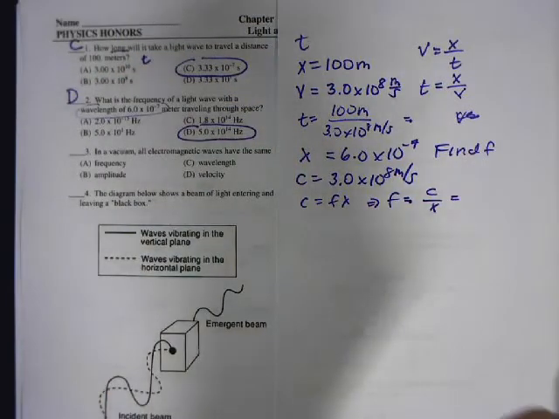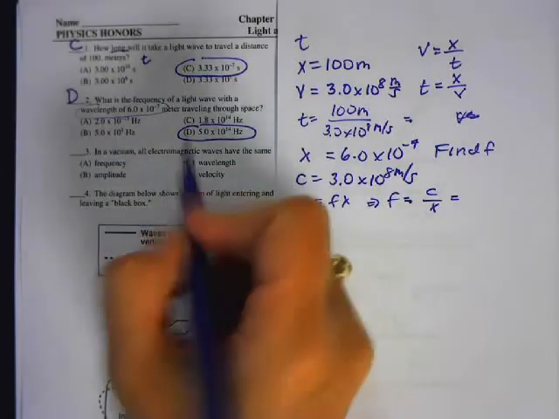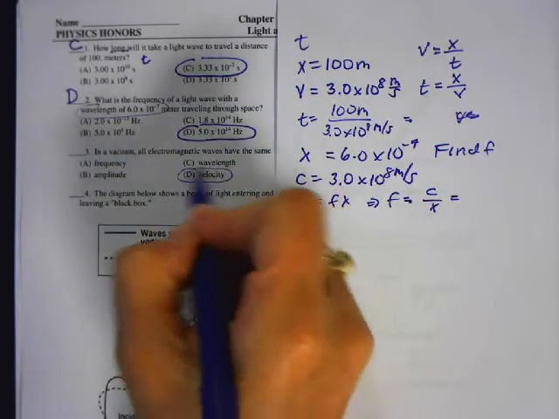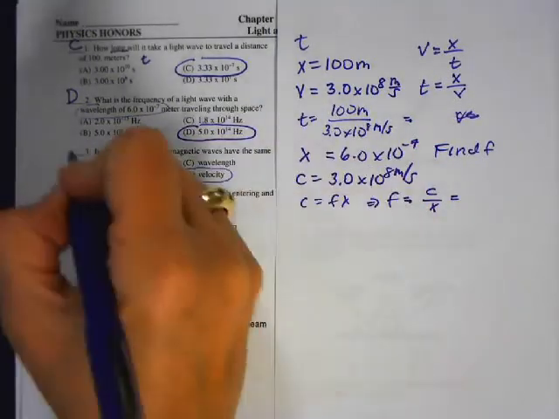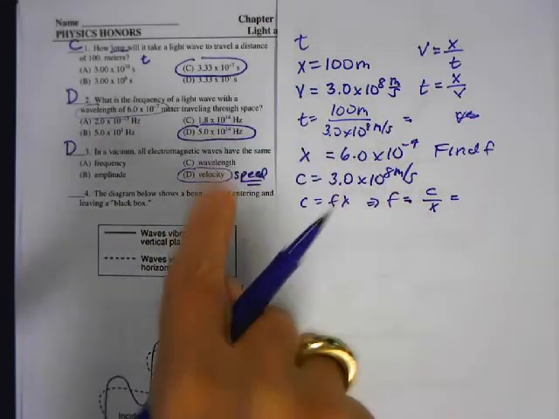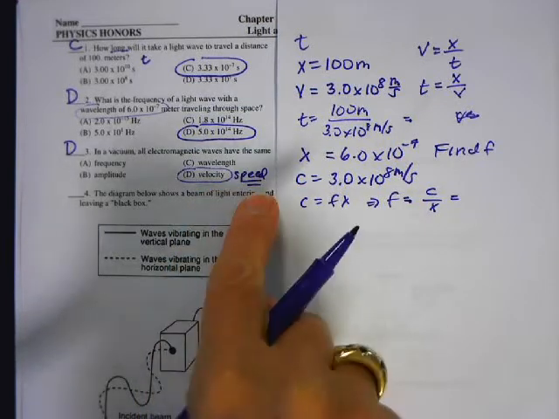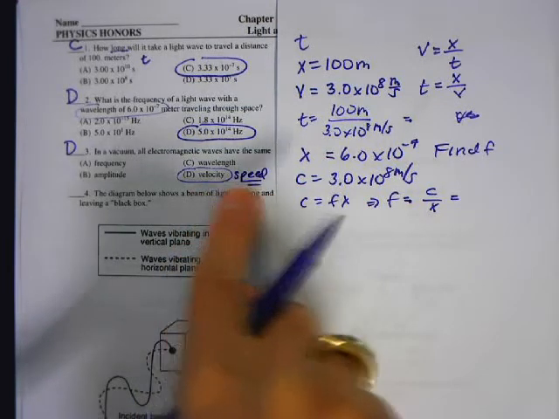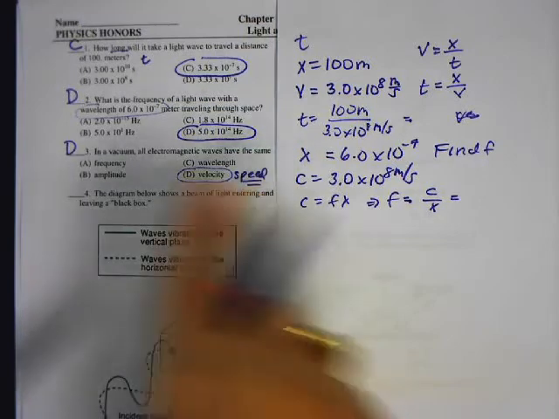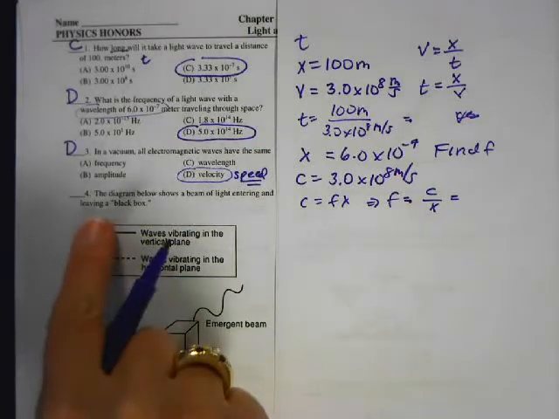Number 3, in a vacuum, all electromagnetic waves have the same velocity. Okay? And you might also see this as speed. Remember, speed is the magnitude of velocity. Velocity is just speed in a particular direction. So remember how these are related. Depending upon how a question is phrased, you should realize that.